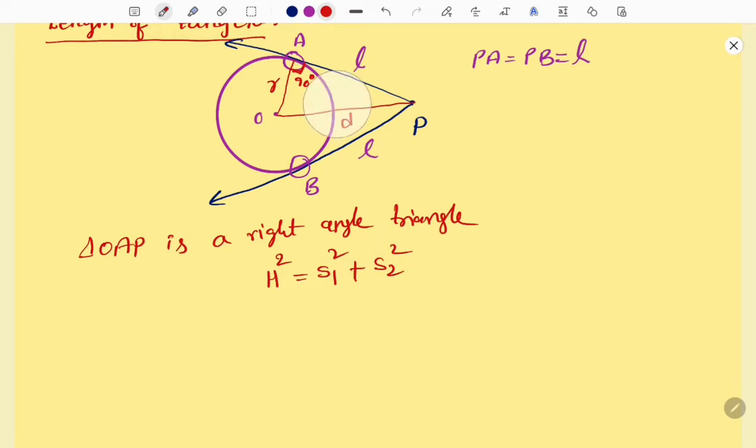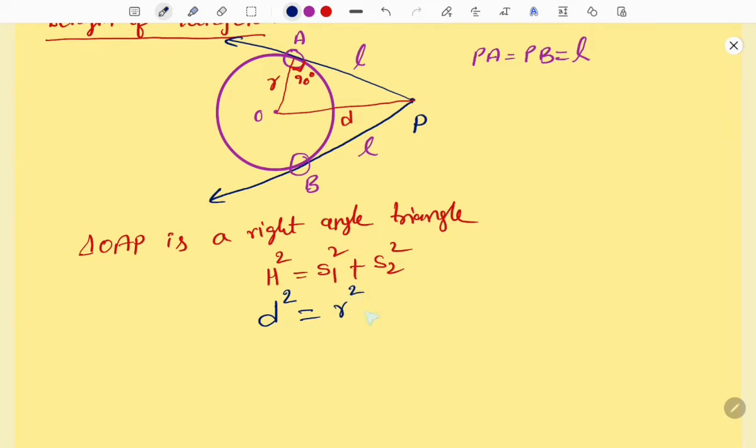So in this right angle triangle, what is the hypotenuse? The hypotenuse is opposite to 90 degrees. That is OP. OP is the hypotenuse. So what is OP? Yes, D. Therefore D square equals side 1 square plus side 2 square. Side 1 is R, side 2 is L. So D square is equal to R square plus L square.